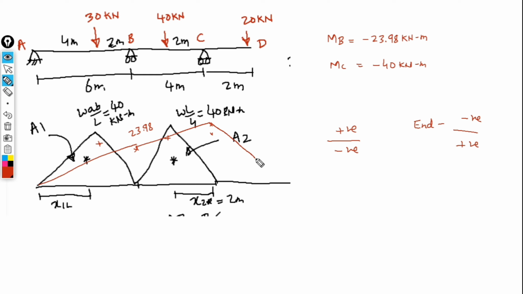MD is 0 because it is a free support. This portion will be nullified because this much you have positive bending moment and also negative bending moment, so this much will be nullified. Positive, negative bending moment. So this is the bending moment diagram of this continuous beam.